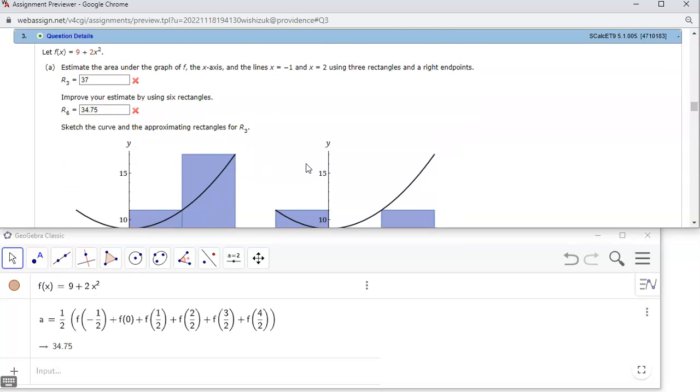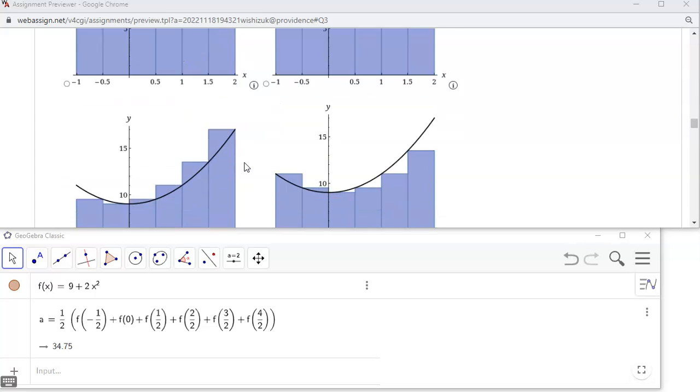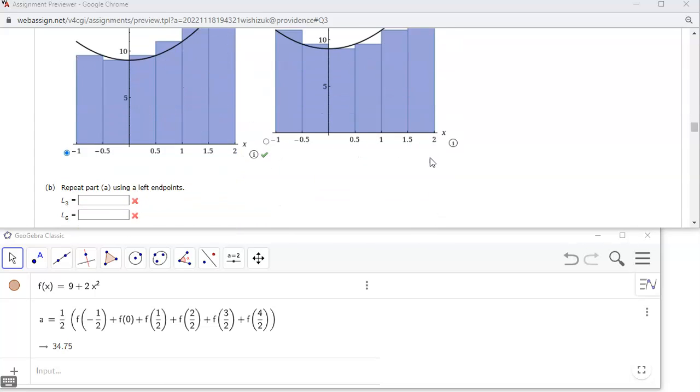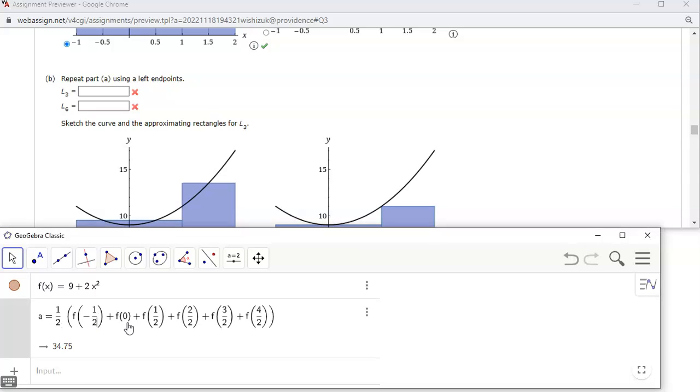So let's check the answer. All right, I came back and it looks like we got all parts of part A correctly. Now we're going to do the same thing with the left endpoints, so we have to change it. We're going to start from -1. Let's do the 3 rectangles one. I'm going to go back, and we have 3 of them: -1, then 0, and then 1.